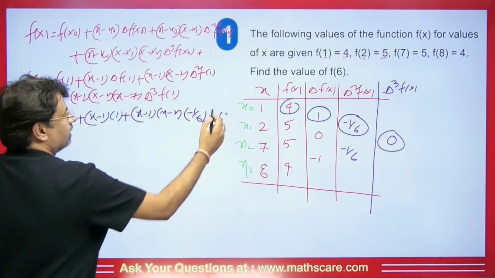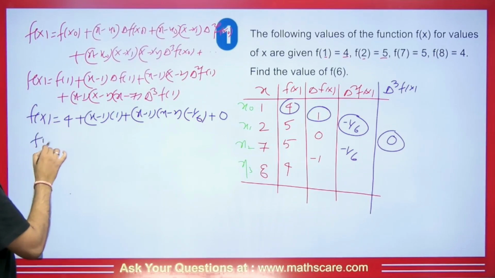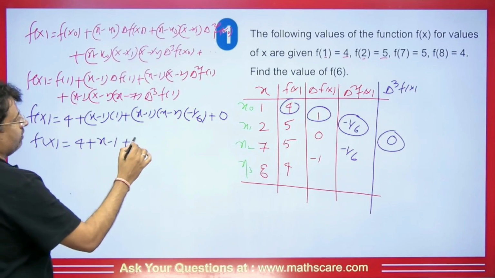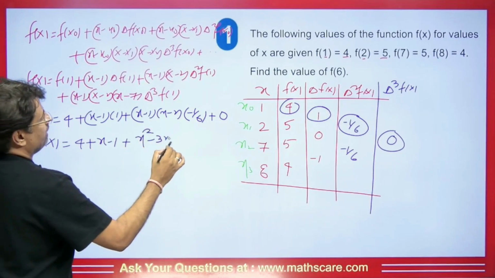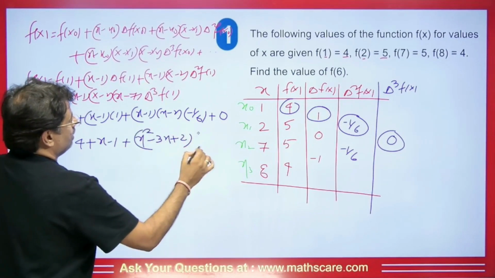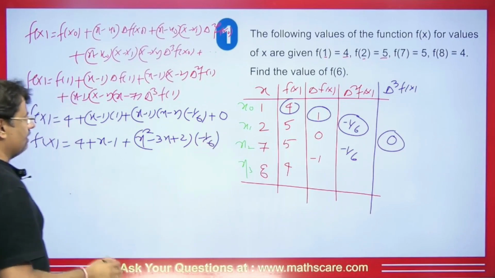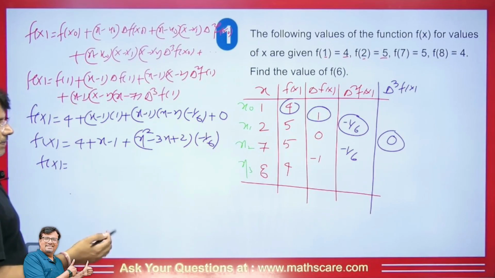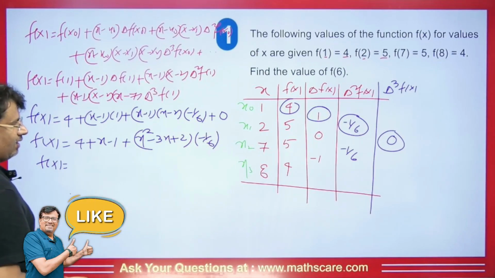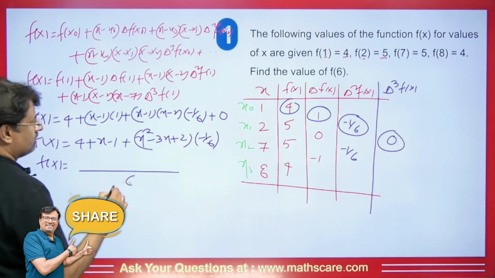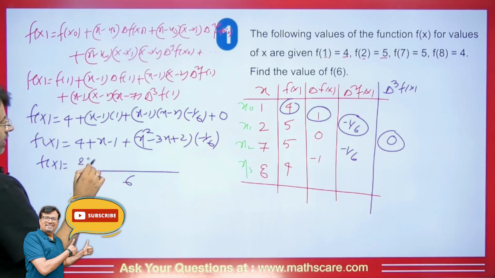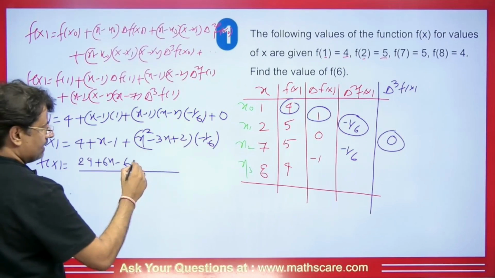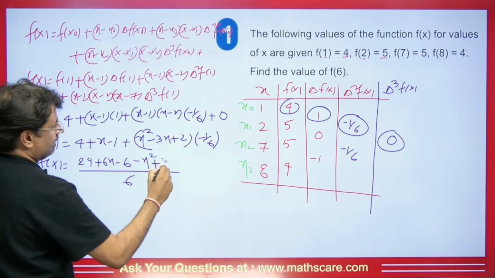So the next term will be what? It will be 0. Fx is equal to 4 plus x minus 1. We will simplify this: x square minus 3x plus 2 into minus 1 by 6 will come. Now what we will do? If we simplify this, we can take the LCM of 6 here. So we take the LCM of 6. We will get 24 plus 6x minus 6. And from here we will get minus x square plus 3x minus 2.